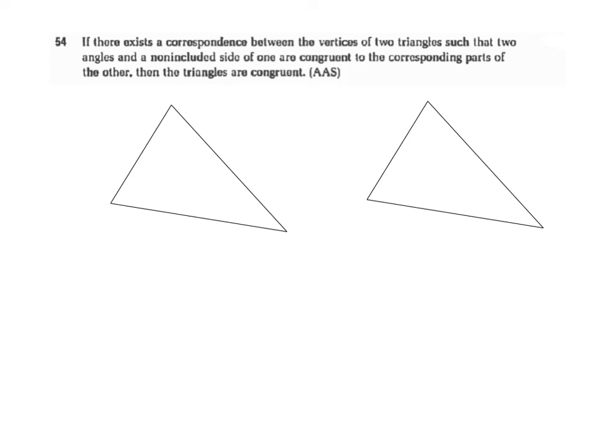So let me draw you a picture. I'm going to label my vertices. And what this says is if I have a set of angles and the non-included side, meaning the side not between angle A and angle B, but outside. It could have been CB and it also could have been CA. And in another triangle, I have two angles that are congruent to the first triangle. And again, I have another side outside of those two angles.